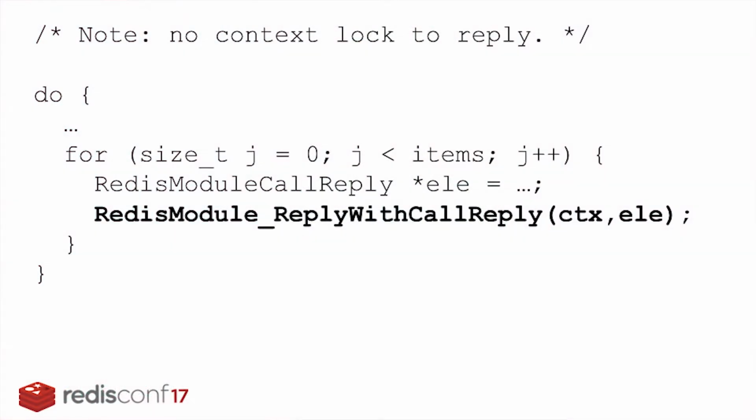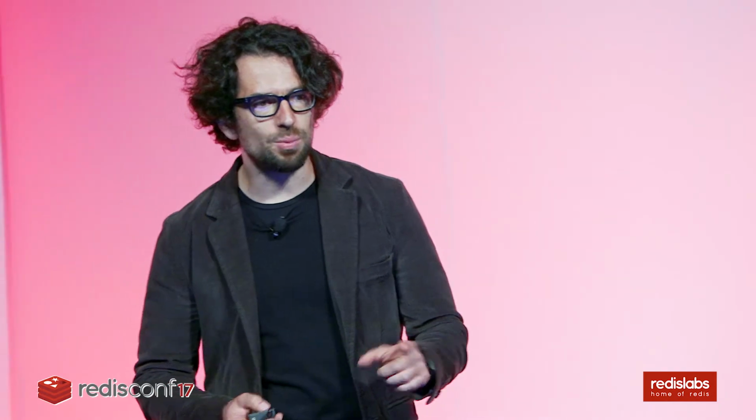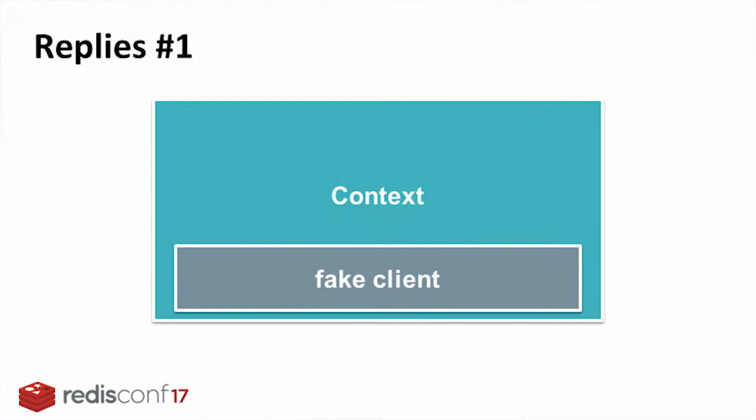The problem is that we also need to be able to send replies to the client from the thread. And fortunately this can be done without any locking. Why? Because when I create a thread safe context, I create a fake client inside. The client is completely dumb. It's just a Redis client data structure. It's not really the client I want to send the reply to.